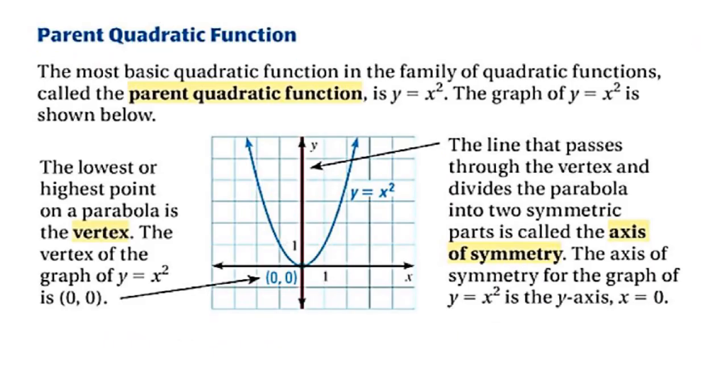Let's remember a little bit about the quadratic functions. The most basic quadratic function is y is equal to x squared. That's the parent quadratic function. On every quadratic function, we have a vertex, which is the lowest or the highest point, and we have an axis of symmetry, which divides the parabola into two parts where one is symmetrical to the other.